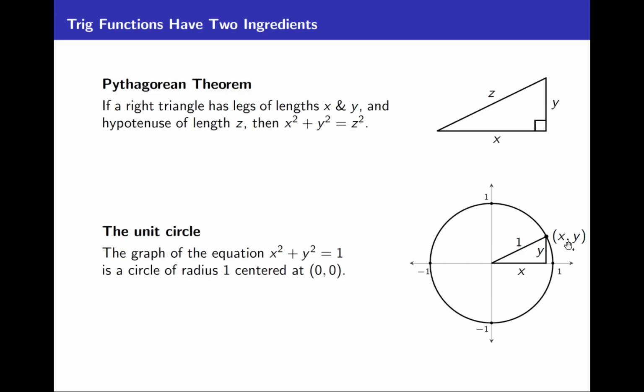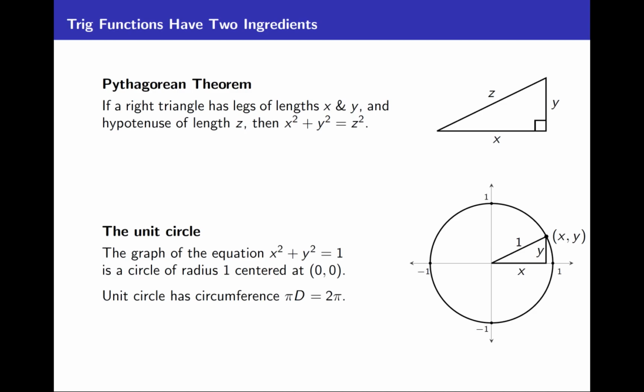So any point xy on this circle, being a distance of 1 from the origin, has to satisfy x squared plus y squared equals 1. Conversely, if a pair xy satisfies this equation, then it's at distance 1 from the origin, so it's on the unit circle. The unit circle is a very basic object for us.